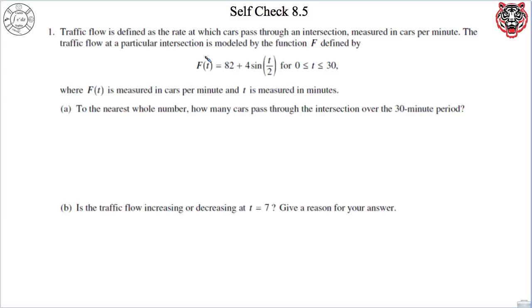All right, we're moving on to the next problem. So we have a traffic flow problem. Again, we are using calculator because number 1. So to the nearest whole number, how many cars pass through the intersection over a 30-minute period? So if it's how many cars, not how many cars per something, it's not a rate.